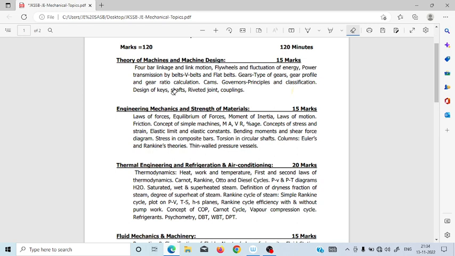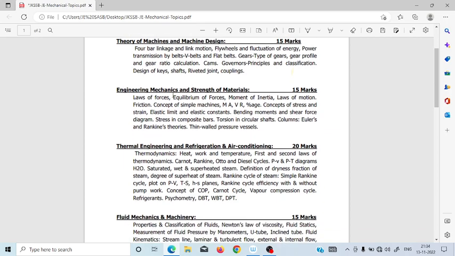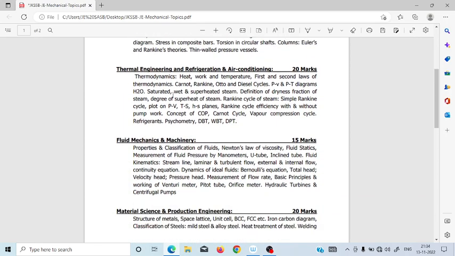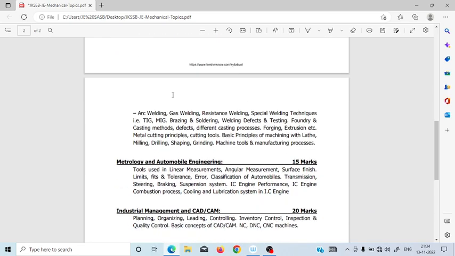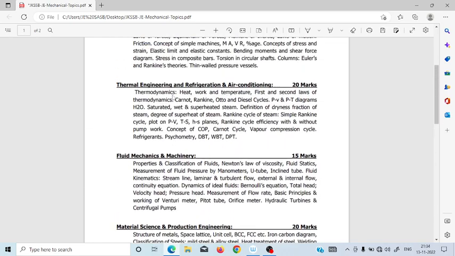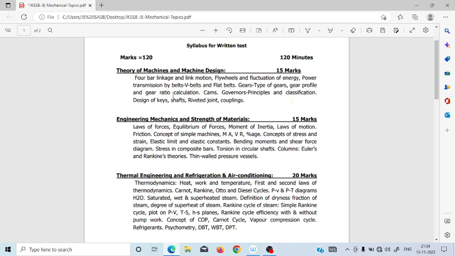Hello students, as you see in the syllabus, we have 3 components each carrying 20 marks and 4 components each carrying 15 marks, making the total number of components 7. First I'll start with the most basic topic which we have read in engineering mechanics, which is law of forces and equilibrium of forces. In this we'll deal with moment, torques, equilibrium, static equilibrium, dynamic equilibrium.